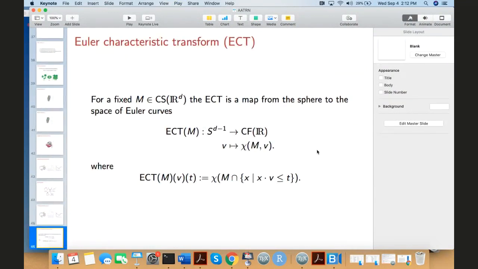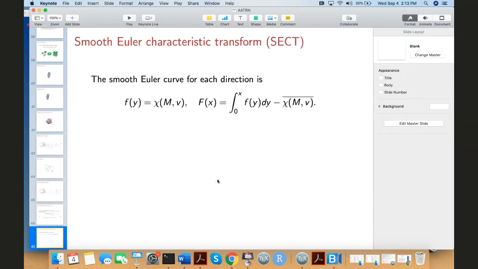There is something called the Euler characteristic transform. If you take a fixed shape, consider it as a constructible set, the Euler characteristic transform is a map from the sphere to the space of Euler curves. So what we're saying is: object mesh M, direction V, distance T. I take M, intersect it with all of the points such that x dot V is less than T, so that's a half space, and I compute the Euler characteristic. And I do this from all directions.